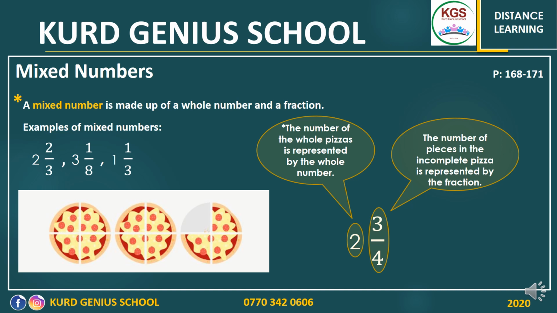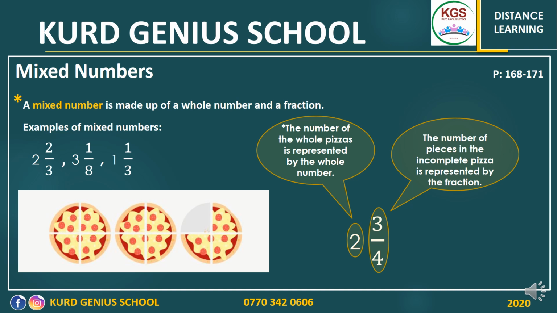Mixed numbers, page 168 to 171. A mixed number is made up of a whole number and a fraction. Examples of mixed numbers: 2 and 2/3, 3 and 1/8, 1 and 1/3.